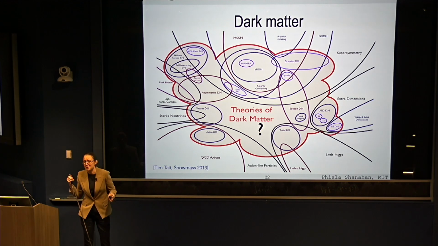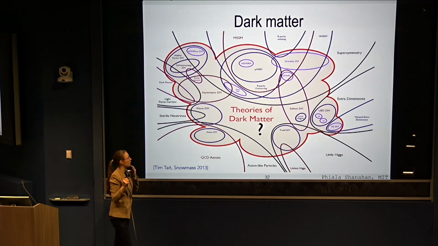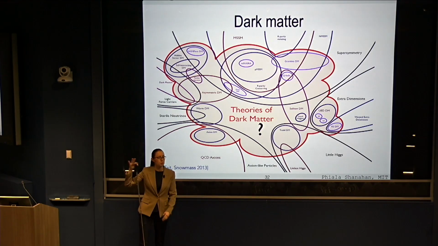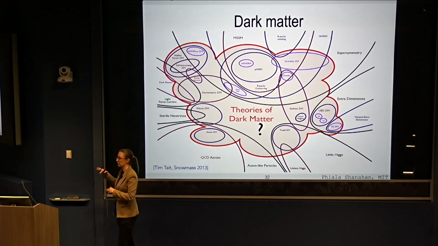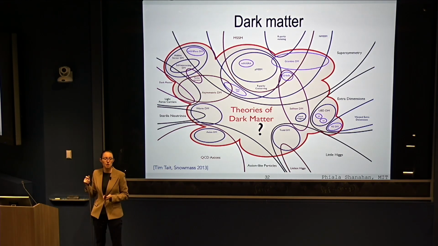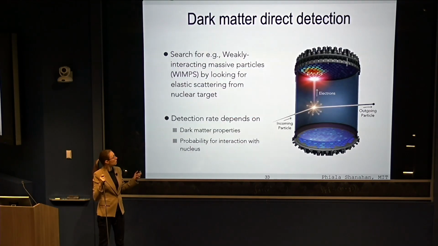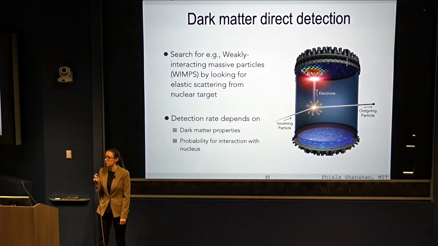So we try to make theories of what that dark matter could be, right? And theorists are very good at coming up with theories. Extra dimensions, supersymmetries, extra neutrinos, extra axions. You can come up with many, many possible explanations. And then we try to constrain that space.